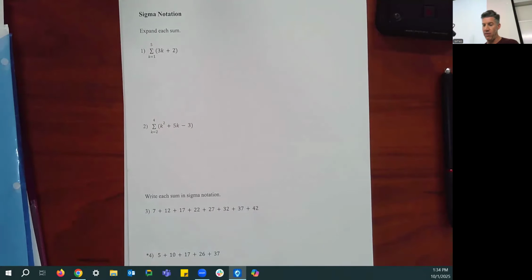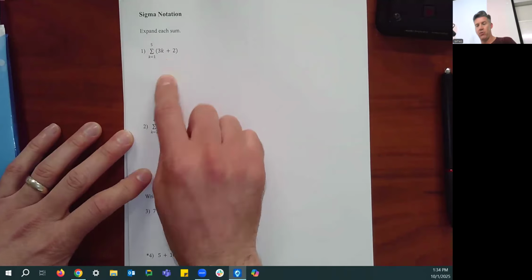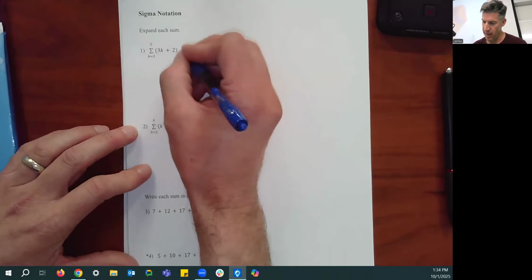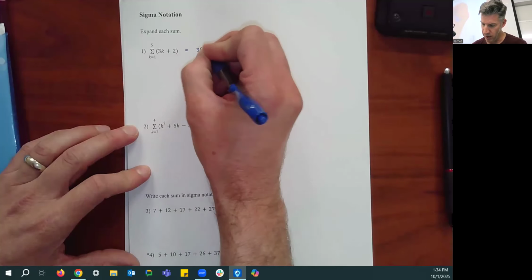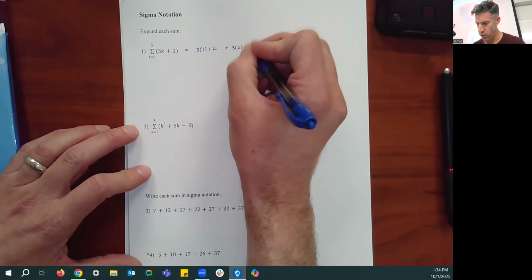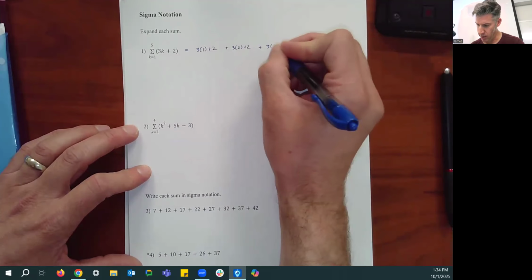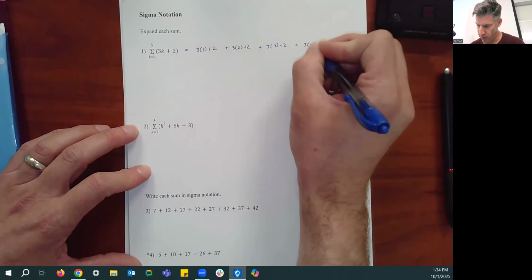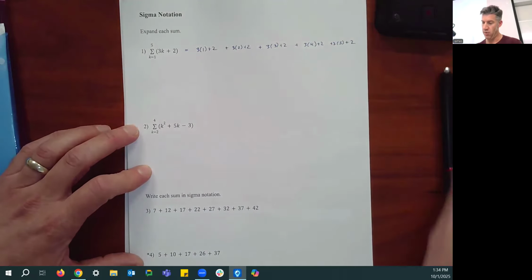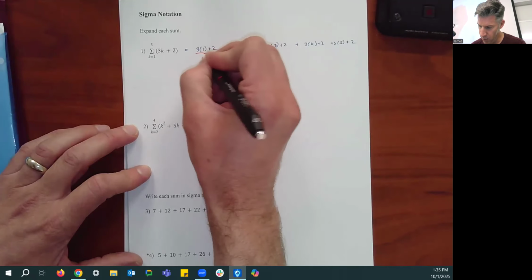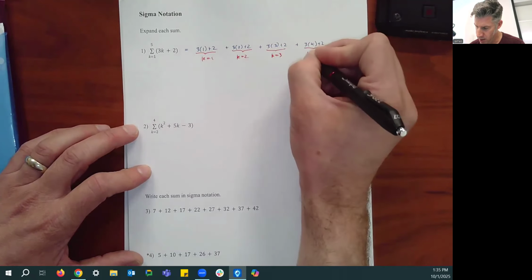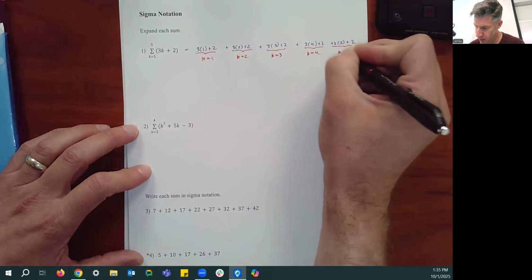What things? Whatever this formula is equal to when you plug in K equal to 1, and then plug in K equal to 2, and so on. So we can write this as 3 times 1 plus 2, plus 3 times 2 plus 2, plus 3 times 3 plus 2, plus 3 times 4 plus 2, plus 3 times 5 plus 2. And that's the end of the story, right? Here's where K is equal to 1, 2, 3, 4, and 5.